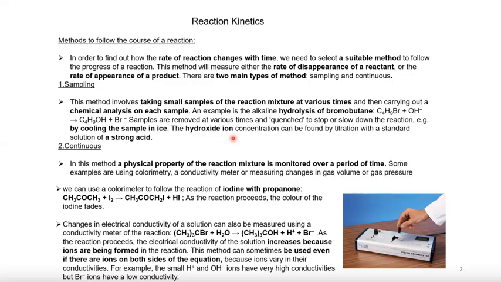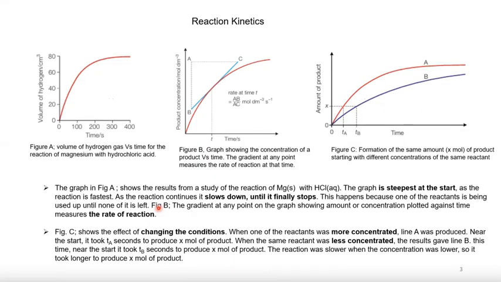Another is the continuous method. I show you an example of an instrument, a digital colorimeter. With the reaction of iodine with propane, we can follow the change in color of the reaction with this colorimeter, and thereby we find out the rate of reaction. Then we draw the graph and find out the rate of reaction.